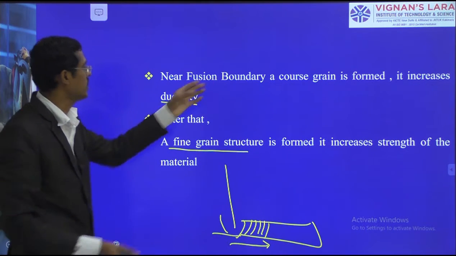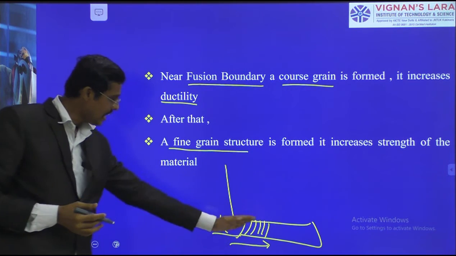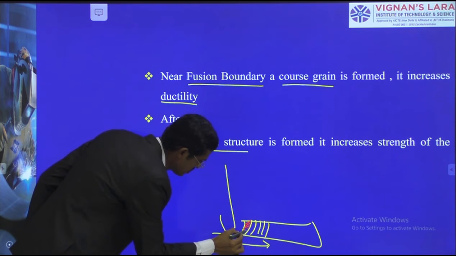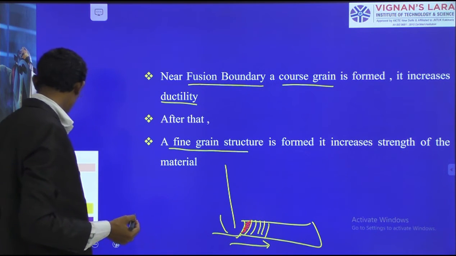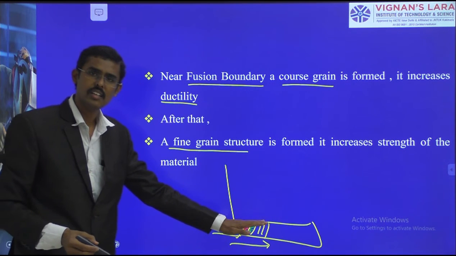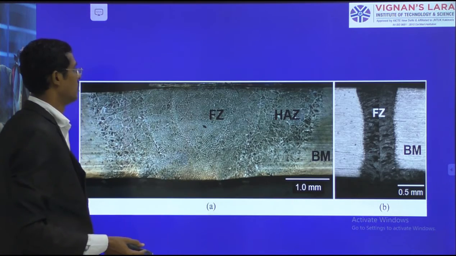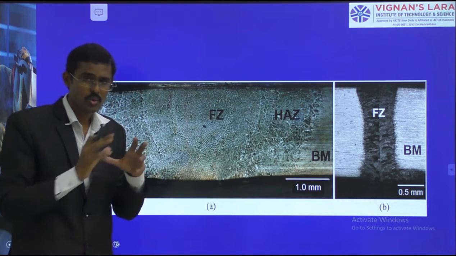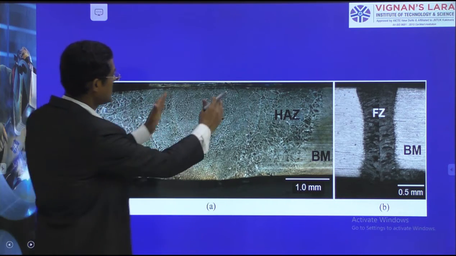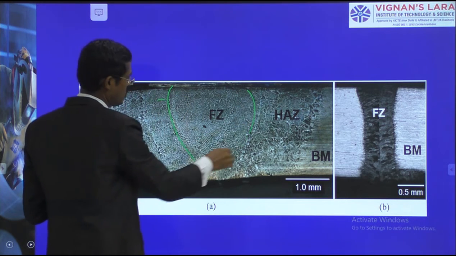Therefore, first, near the fusion boundary, coarser grains are formed. After that, later, we get the next one, the fine grain zone. After that we get the tempered zone and similarly the base material. See how these factors appear in the original picture taken after the welding process. See, this is the weld fusion zone. In this zone you can see a fusion zone occurs.